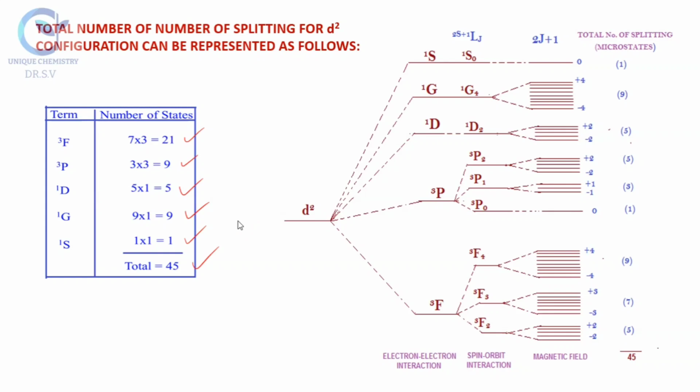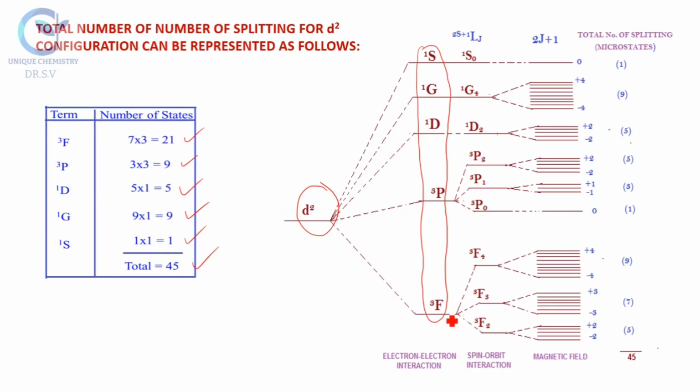Now we see another diagram here. From this diagram, we understand that just 2 electrons present in the d orbital give rise to 45 splittings in the electronic energy level. This is clearly seen in the diagram. You see here, we have also represented the d2 configurations. There are 5 states with respect to these L values and S values. There is electron-electron repulsion, so triplet F, triplet P, singlet D, singlet G, singlet S.